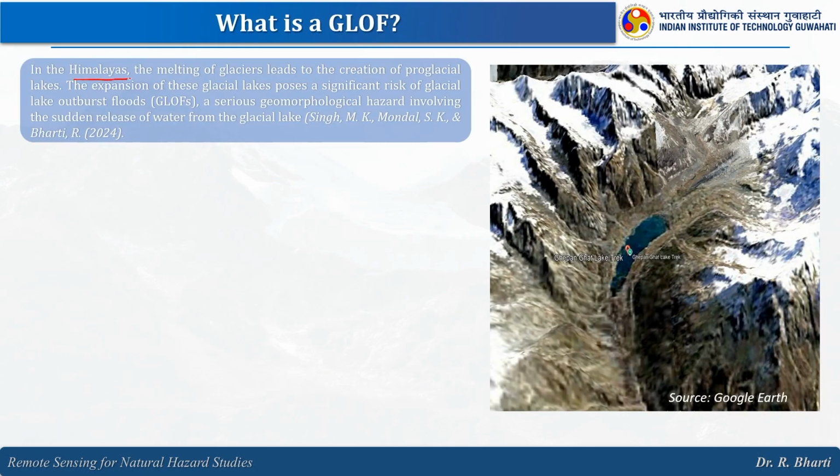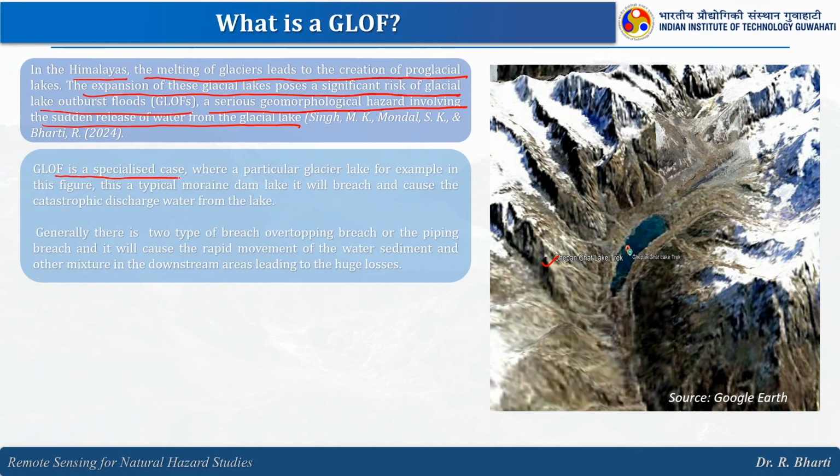In the Himalayas particularly, the melting of glaciers leads to the creation of proglacial lakes. The expansion of these glacial lakes poses a significant risk of glacial lake outburst flood, a serious geomorphological hazard involving the sudden release of water from a glacial lake, called GLOF. GLOF is a specialized case. Particularly here in this image you can see that it is a moraine dammed lake and it will breach and cause the catastrophic discharge of water from the lake in the downstream.